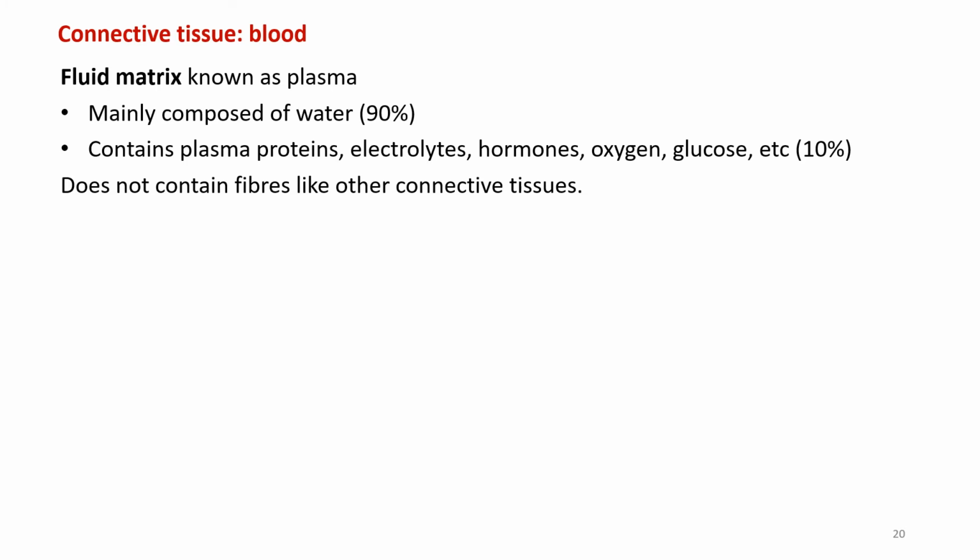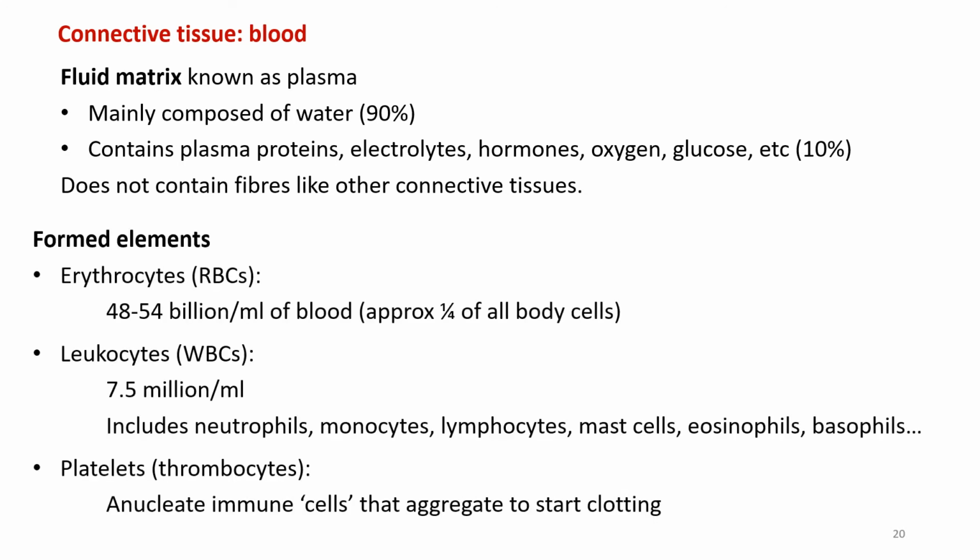So about 10% of the plasma is made up of these solutes. The rest is all water. Of course, it doesn't contain fibres like other connective tissues. Otherwise, we'd have an awful lot of occlusion and clots. But the formed elements, so the equivalent, if you like, of things like collagen within the matrix, the formed elements, are the cells, the blood cells, and platelets.